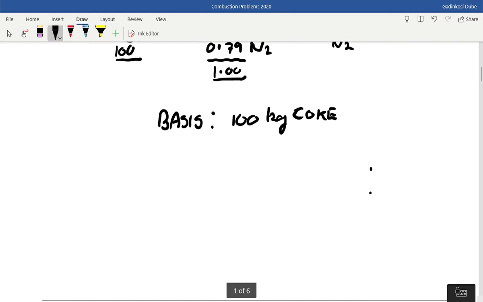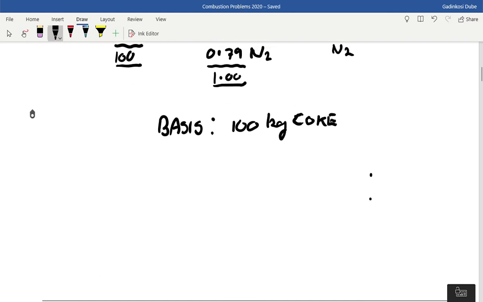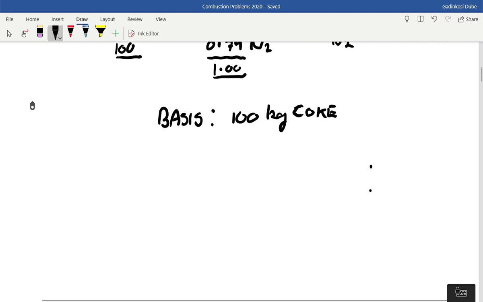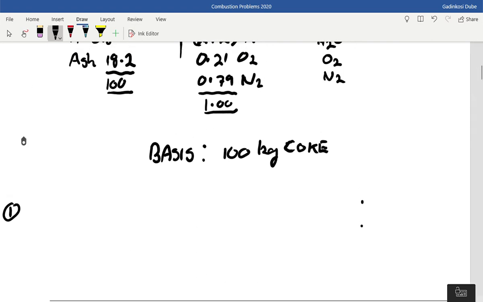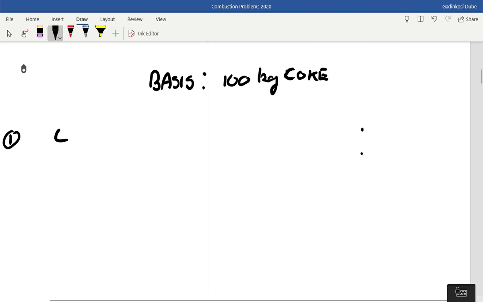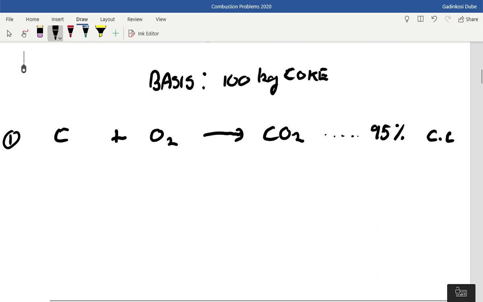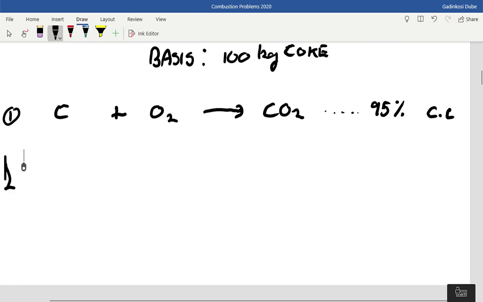Now moving on, we need to write down our chemical reaction equations. That's very important. Our first reaction, we are told that carbon reacts with oxygen to give carbon dioxide. Now this reaction is 95% complete as given in the statement, so this reaction goes to 95% completion. This one is the complete reaction.